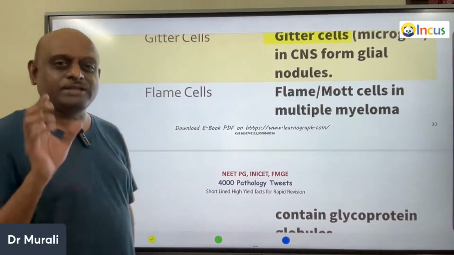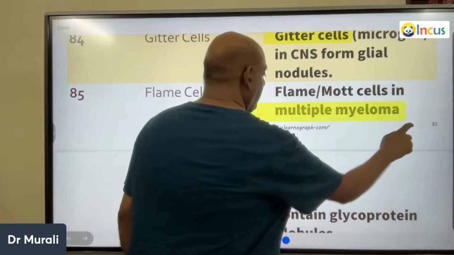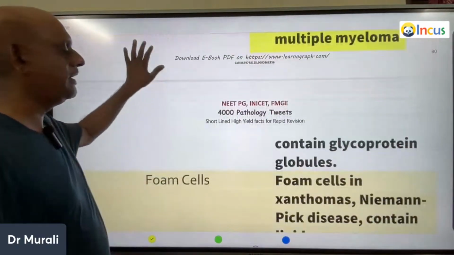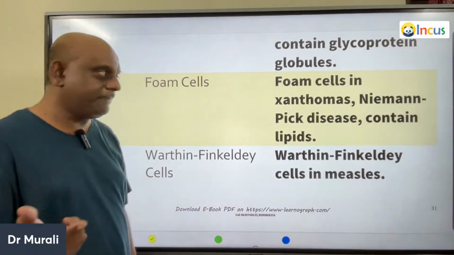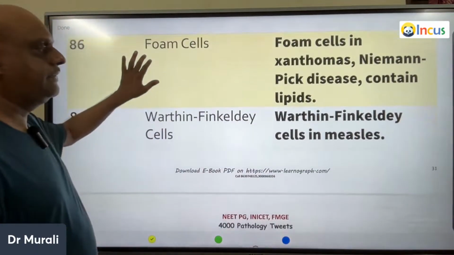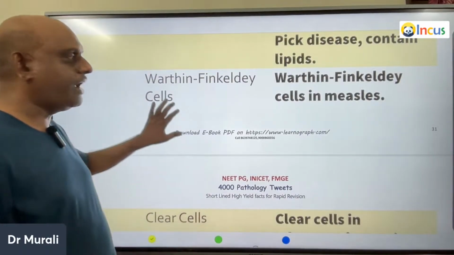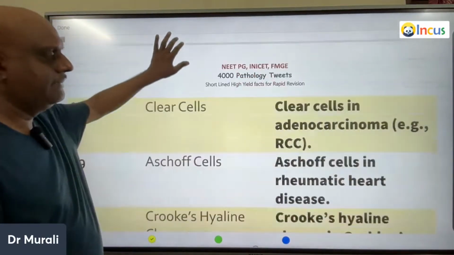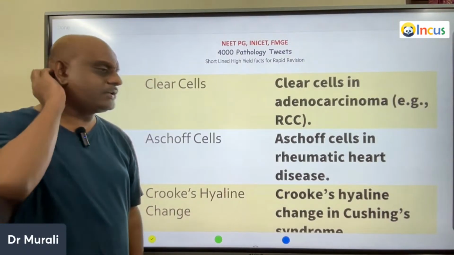So just before we have seen the flame cells, otherwise called the Mott cells, which are seen in the case of multiple myeloma. Then the foam cells are seen in xanthomas and Niemann-Pick, and they contain lipids. Just before we have seen the histology of Warthin-Finkeldey cells in measles. So these are all some of the favorite areas of the examiner.